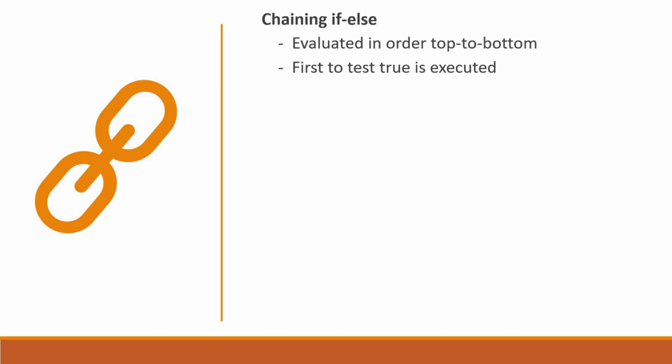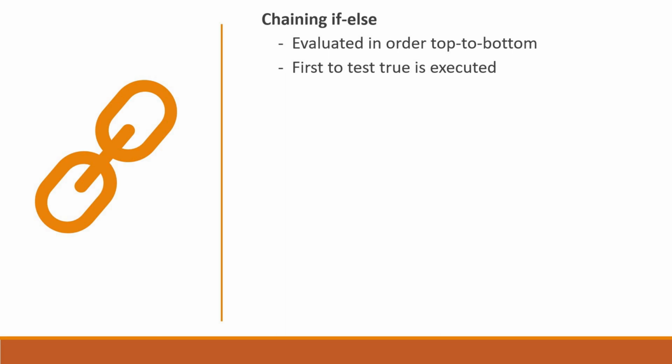Now in some cases, we need to test a series of conditions in sequence. Some languages have keywords like else if and so forth that deal with this as kind of a special case scenario. In Java, that's not the case. In Java, we do this by chaining if-elses together. So we can have a series of if-elses running one right after the other. When we do that, these are evaluated in order, top to bottom. And the first one to test true is the one that gets executed.